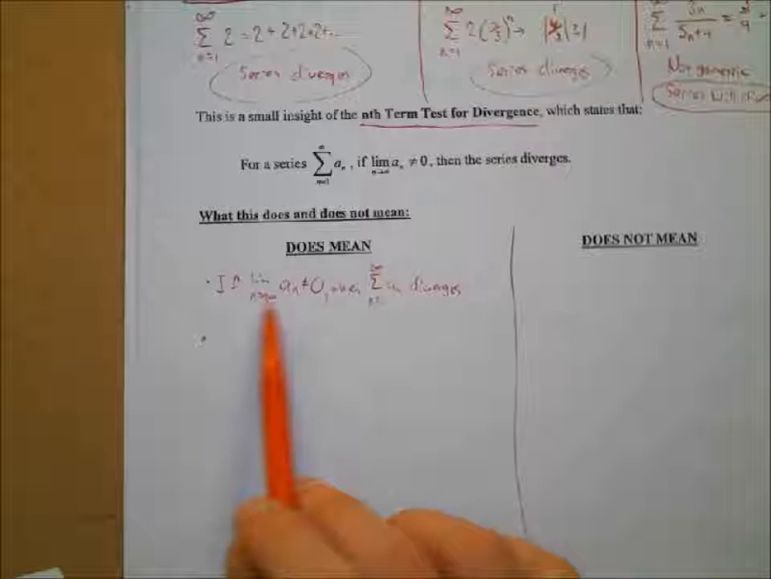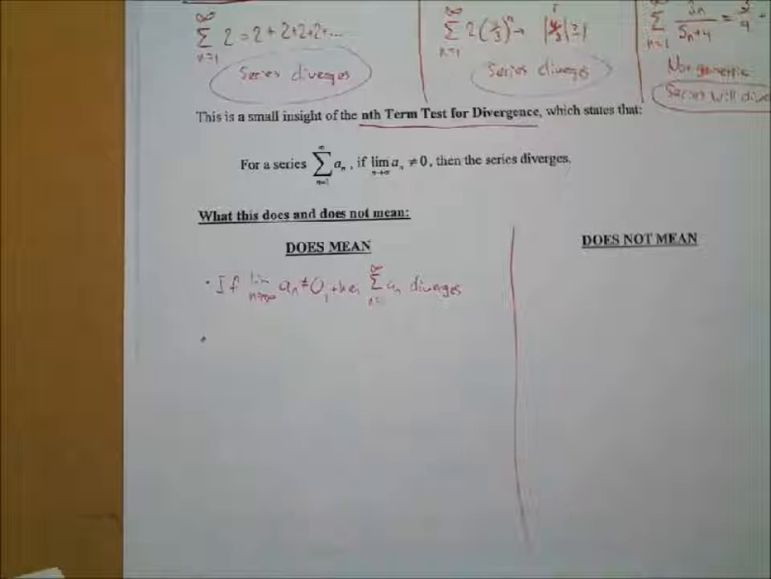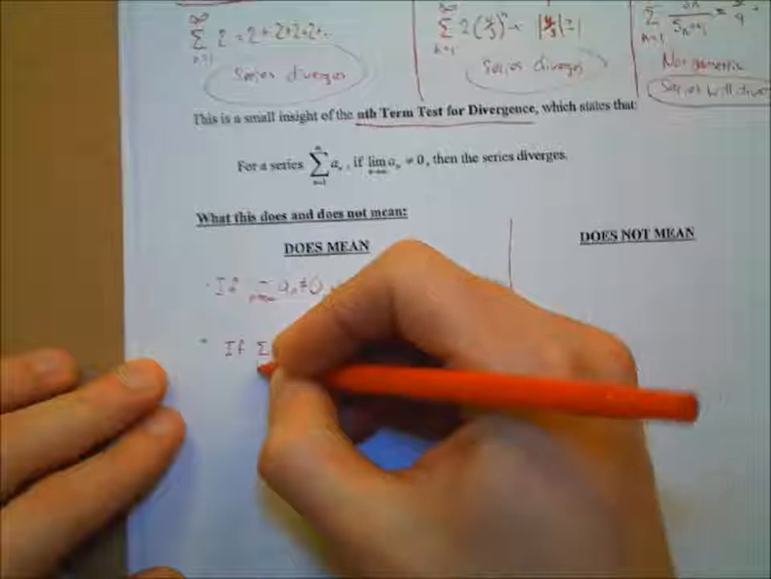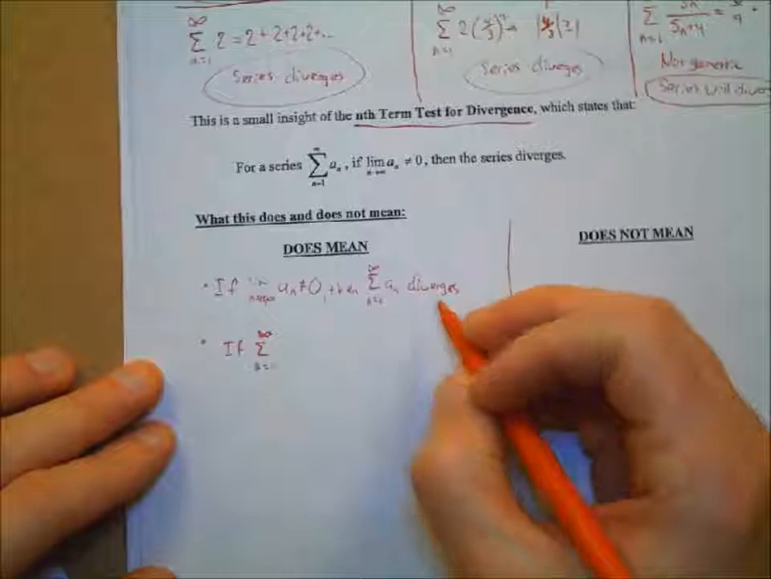So we know this is true, right? We already saw it up here. The contrapositive is if you flip the order and negate them. So in other words, if the sum from n equals 1 to infinity, well, the opposite of diverge would be converge.